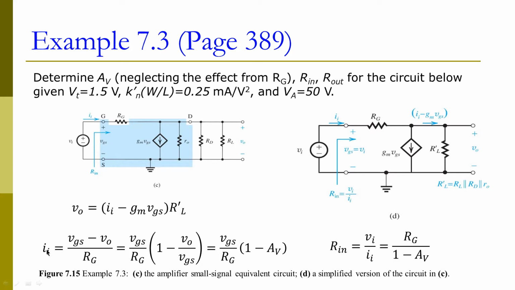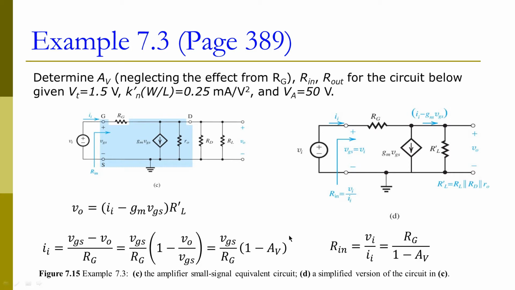Now the current through this Rg here can be calculated by the voltage difference. Here it is VGS minus VO, divided by Rg. And if we rewrite, we have this formula. Remember, VO divided by VGS is the gain of the amplifier. So we can replace this by our gain and we get this formula.